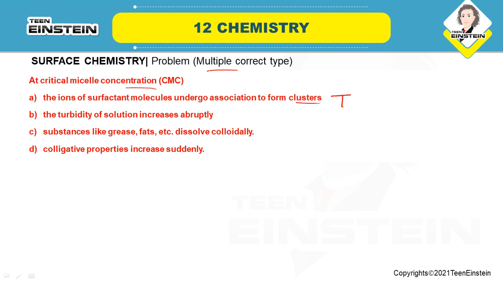Turbidity of solution increases abruptly. Now this we have already seen in the graph. We have discussed how turbidity is increasing suddenly, and the reason is that just after CMC is reached, colloid formation is taking place. So obviously turbidity will increase, because now it is not transparent, it is turbid. A true solution is always transparent, but now gradually it will move towards translucent. That means turbidity will increase. So this is also correct.